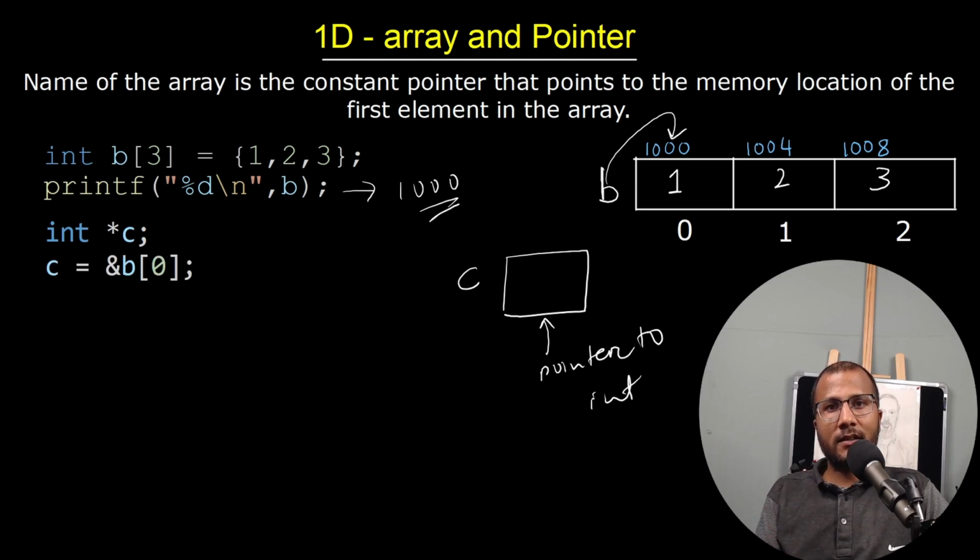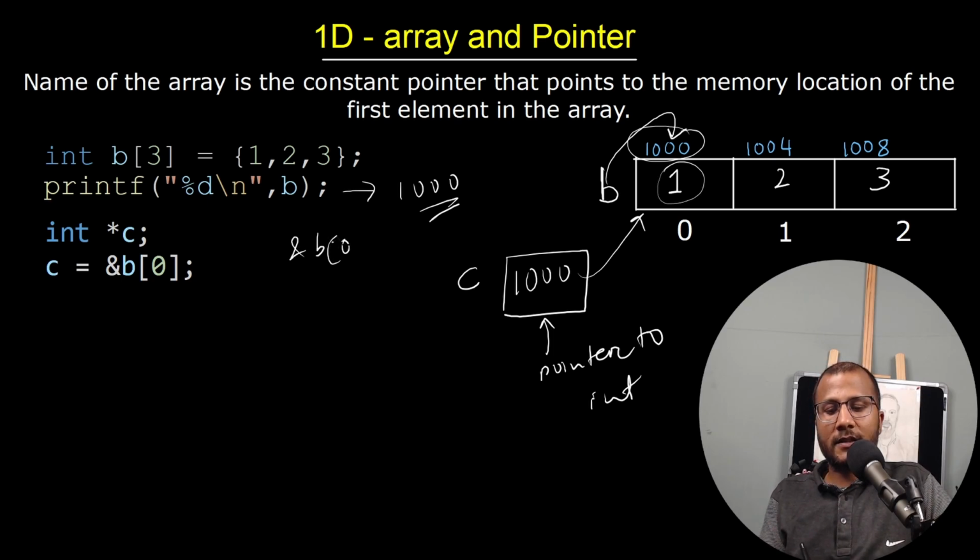Now what I do is I try to assign the address of B[0], &B[0]. So what is B[0]? B[0] is the first element, 1. The address of the first element is 1000. I'm trying to assign 1000 to C. So 1000 is assigned here. Now I can say this variable C, or the pointer variable C, is holding the address of the array, the starting address of the array, which is 1000. So I can say that C is now pointing to the array because C has the address of the array B, right?